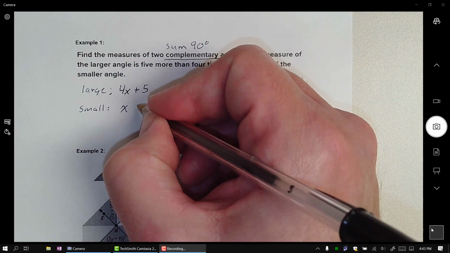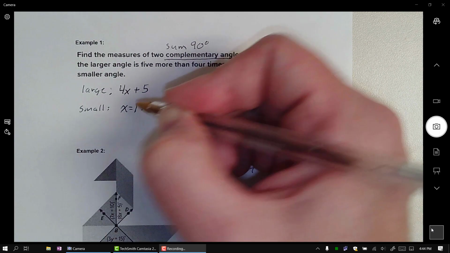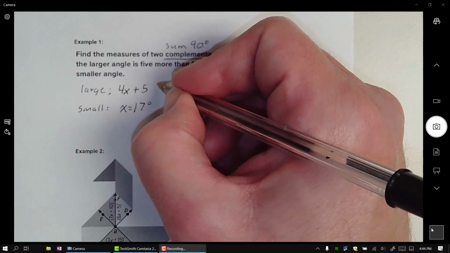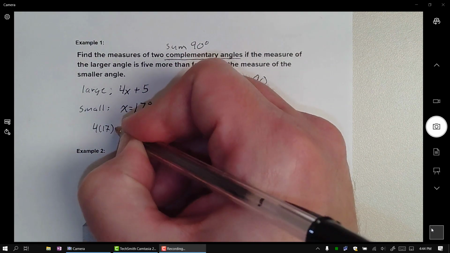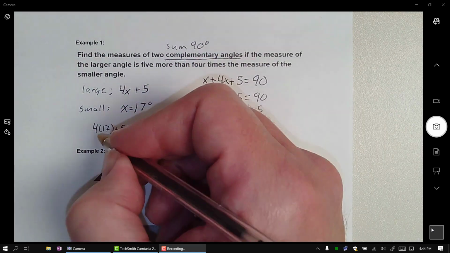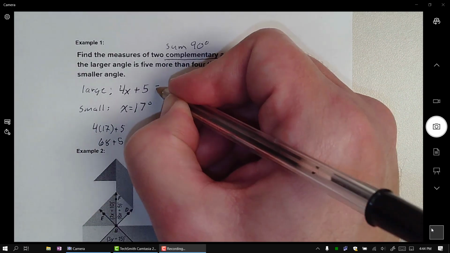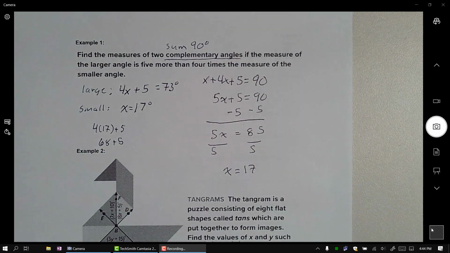So the smaller has a measure of 17 degrees. What about the larger one? Well, that's going to be 4 times 17 plus 5. So it's going to be 68 plus 5. So my larger one has a measure of 73 degrees. If I add 73 and 17, I'm going to end up getting 90, which is what I want.